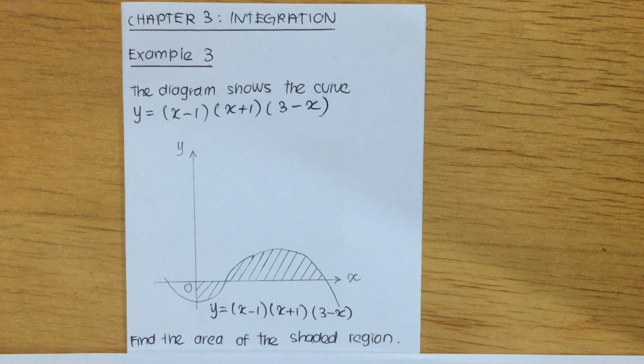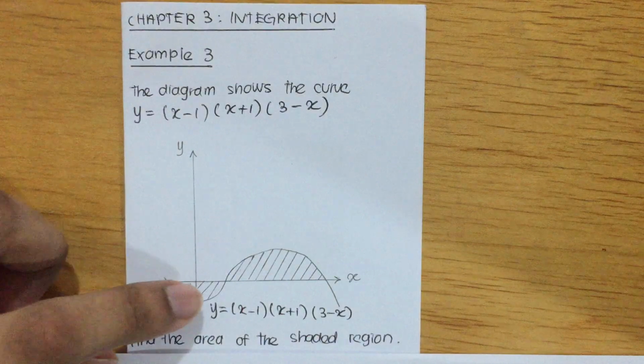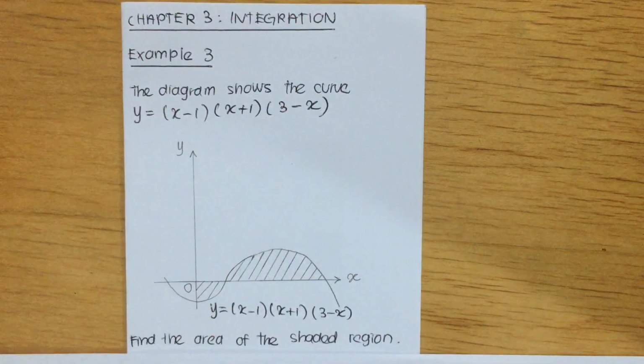Alright guys, without further delay, let's jump to the question now. As you are looking right now is the example 3 long question, Chapter 3 Integration question. Let's read the question together. The diagram shows the curve y equals x minus 1, bracket x plus 1, bracket 3 minus x. So this is the graph and this is the shaded region. This is the function. So the question asks to find the area of the shaded region, guys.